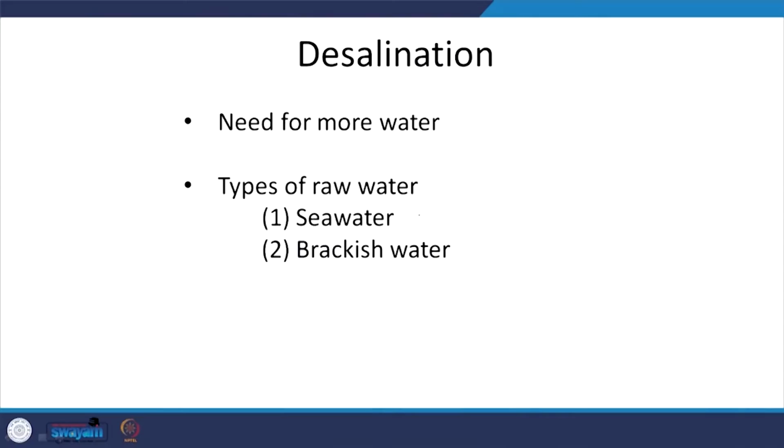Why is it? Because we need more water, every day we have an ever increasing need for water, and we are not managing water well. So, let us look at what we have. So, need for more water, and what are the types of raw water? Sea water or brackish water, which has relatively lower ionic strength.